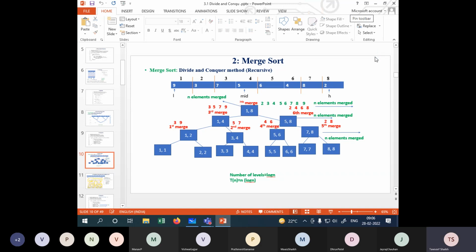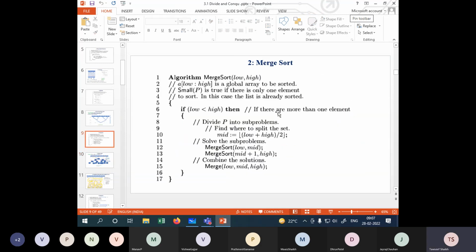So in the first iteration, I will be passing 1 and 8, and it will find the middle element, 1 plus 8 divided by 2. That is 9 by 2, which will be equal to 4. And 4 is this index. It is not this data, it is this index. That is why I have written mid here, which is pointing to 4. So we have found mid, and now we will look at the pseudocode again.